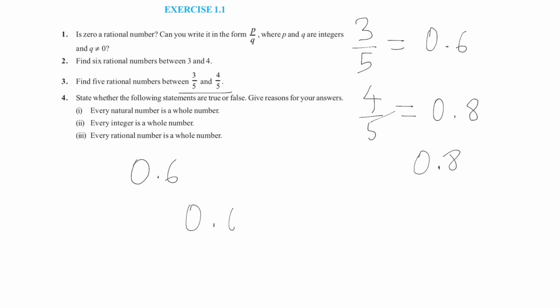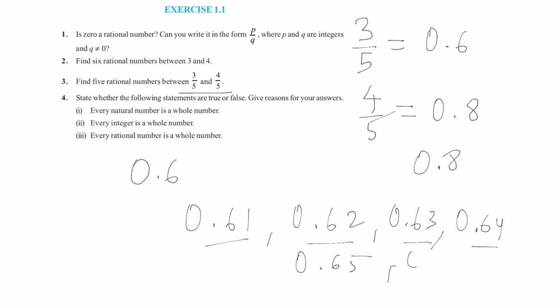One is 0.61, 0.62, 0.63, 0.64. So we got 4 rational numbers. We can also take 0.65, or we can take 0.7, which is between 0.6 and 0.8. So here are a few numbers. A very easy method we can use is to turn the numbers into decimal form, and then simply write the numbers in between the given two extremes.